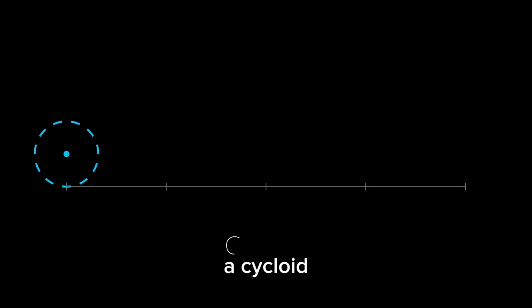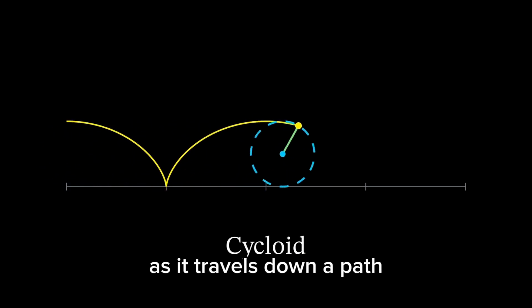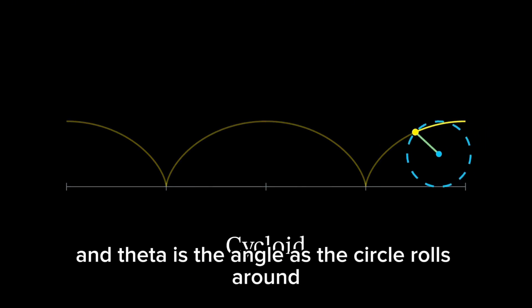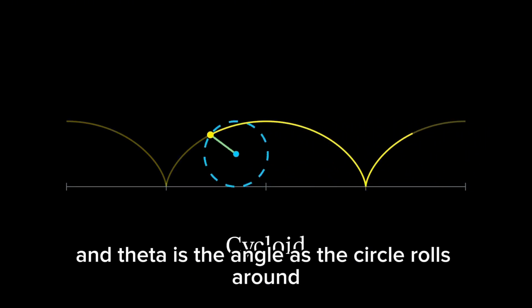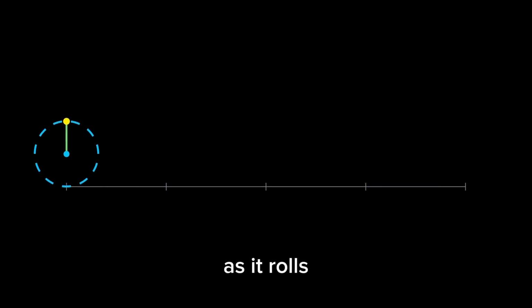A cycloid is the path traced by a point on the circumference of a circle as it travels down a path. A is the radius of the circle, and theta is the angle as the circle rolls around. You can see that the circle traces the path of the Brachistochrone curve as it rolls. That's the solution.